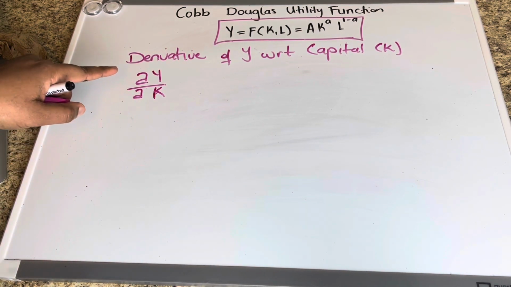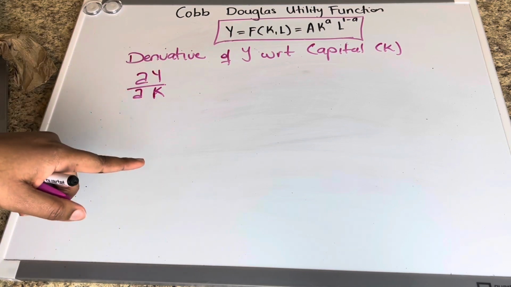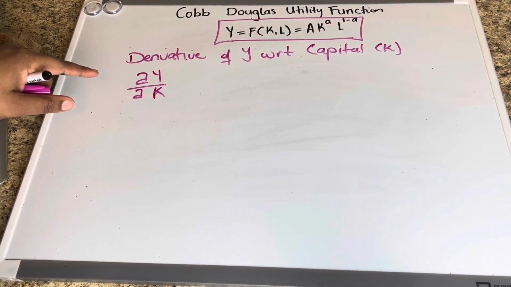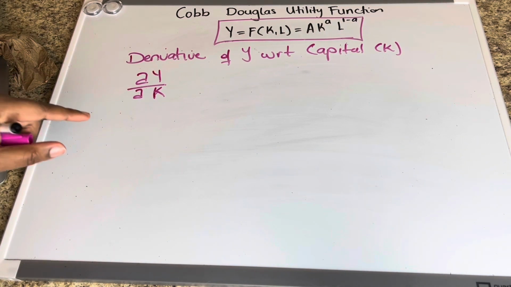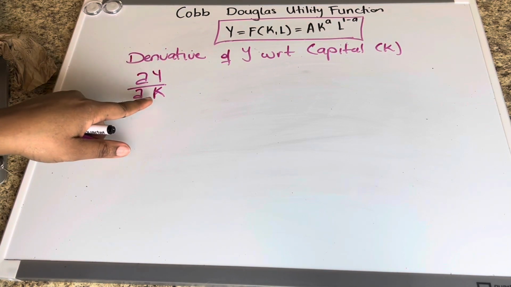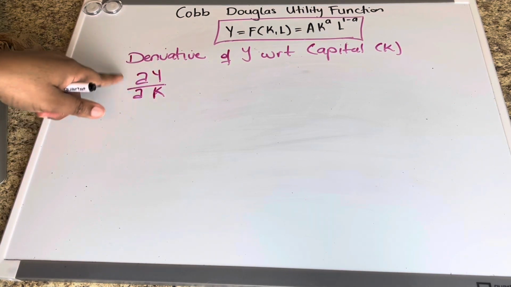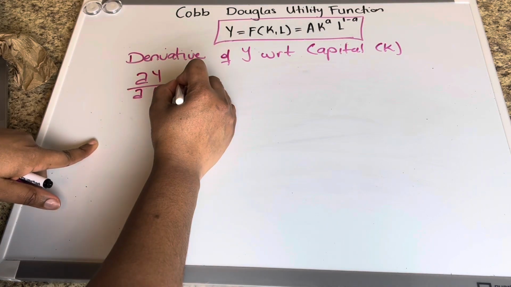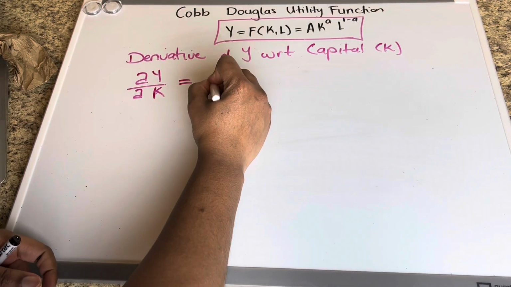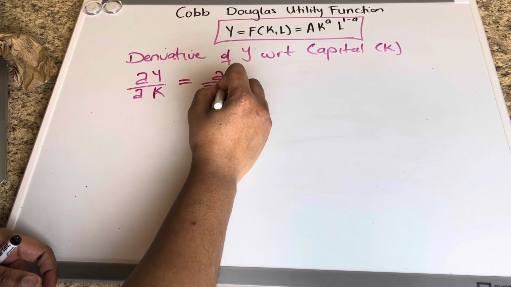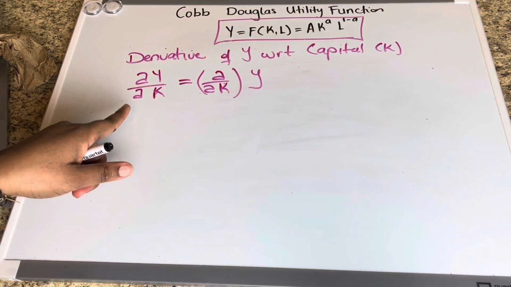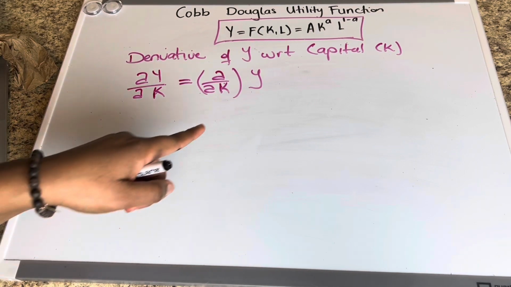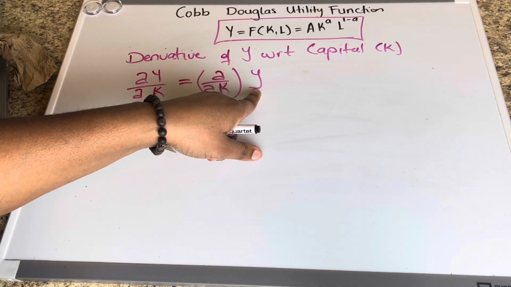We need to be able to tell, when you're reading this, what function are we differentiating? The y function. In the y function, what are we differentiating? We're differentiating y with respect to K. This is what this means right here. Now we're going to equate that to the derivative with respect to K of the y function. From there, we're going to substitute what y is equal to.